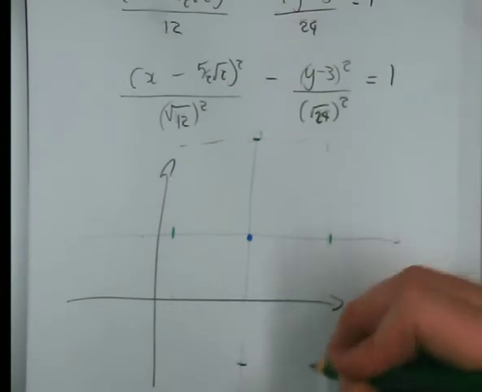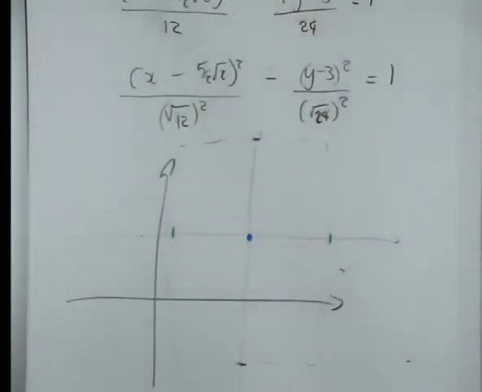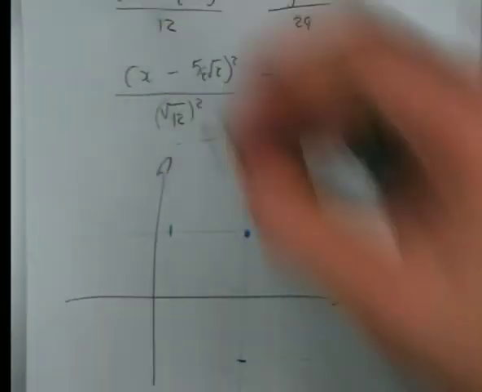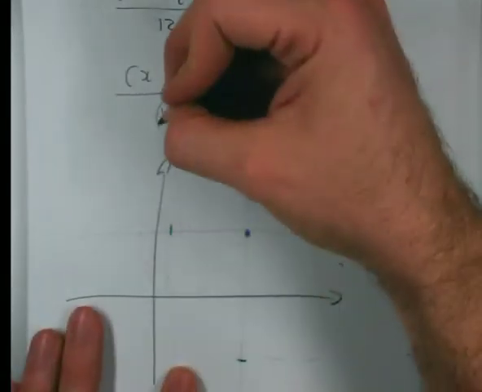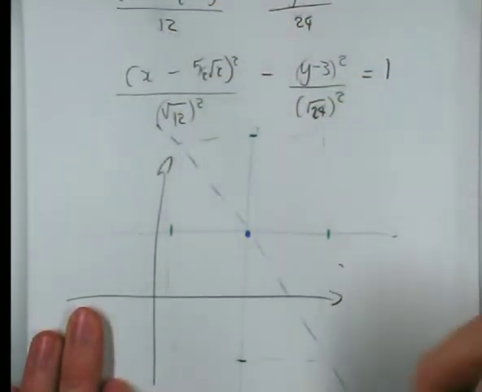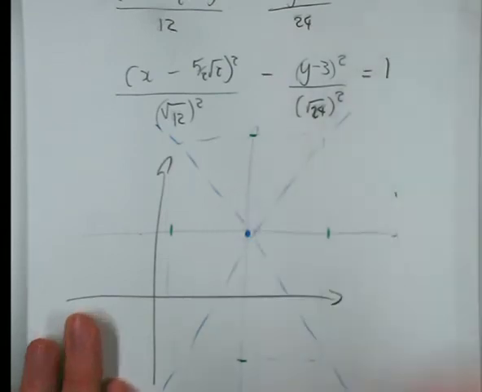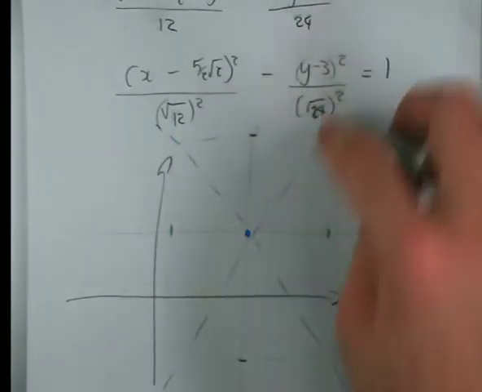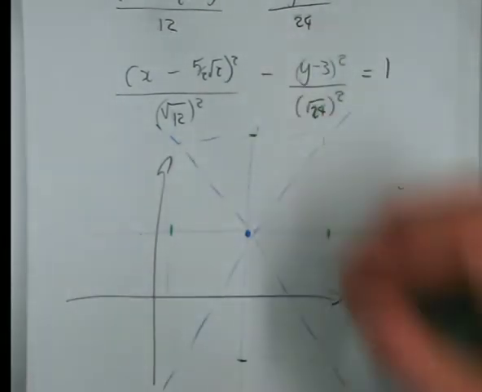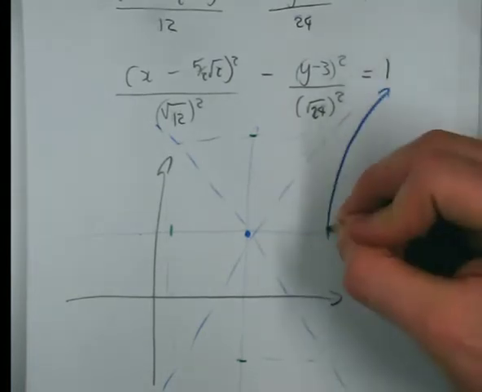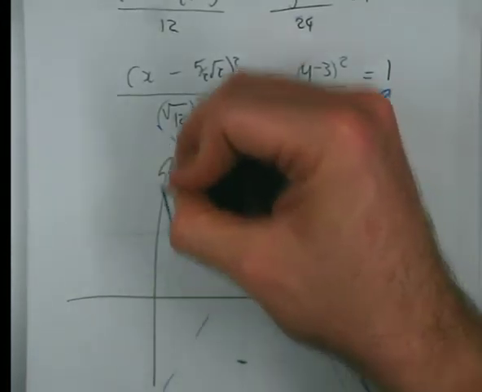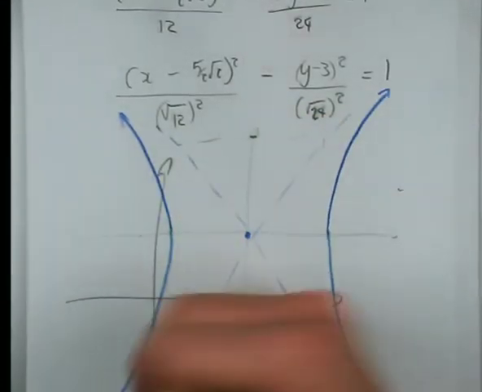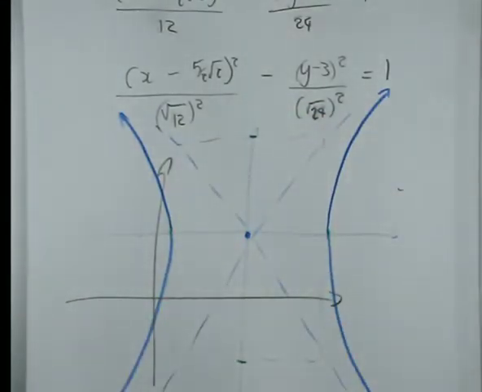And my hyperbola would have asymptotes in through the corners of the box. And the hole is on the y-axis because that's where the minus is, and so it's actually here. So, there we go.